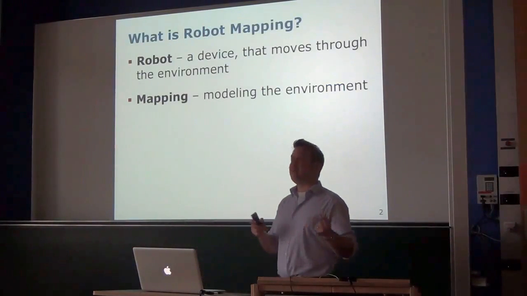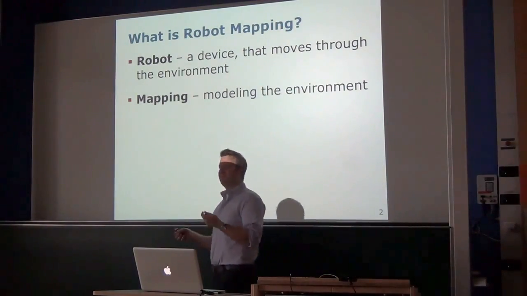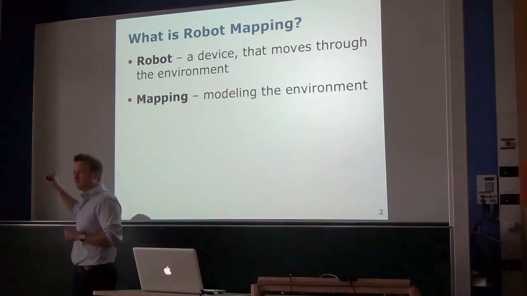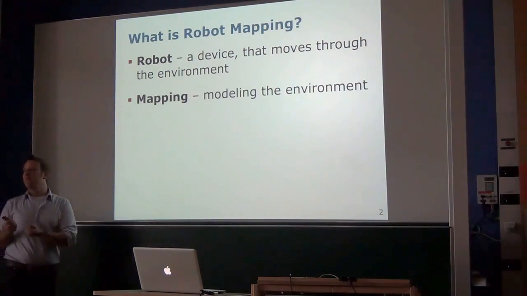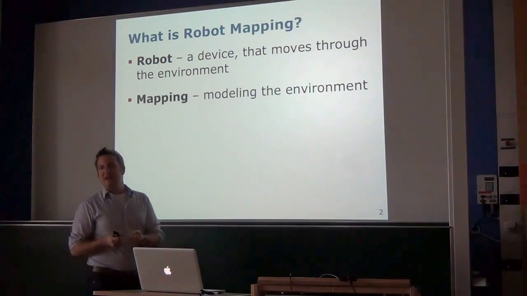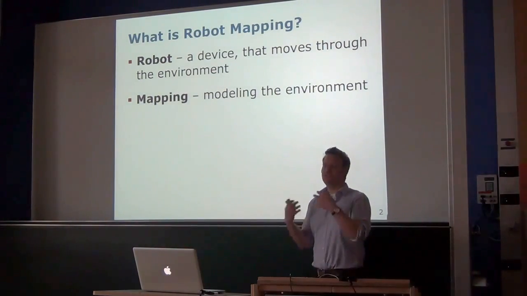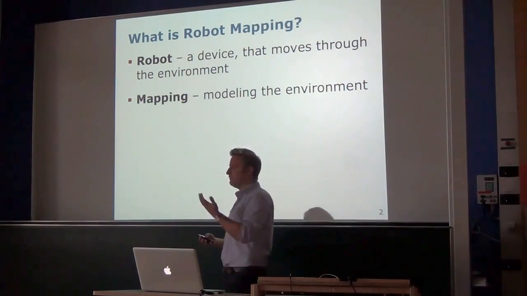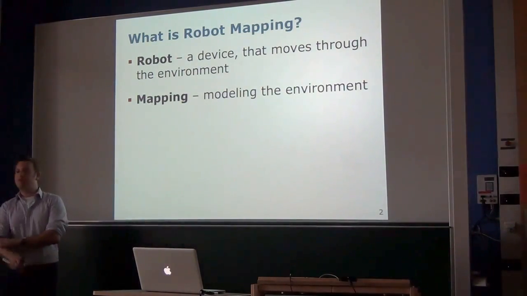So what is robot mapping? We need two words. A robot is typically a device. We are talking here often about mobile robotics, so we have a device on wheels or with legs, something that can move through the environment. And this device typically carries sensors, and these sensors are used to observe what's going on in the environment. It can be, for example, a camera, so it may take camera images. It needs to interpret the camera images.